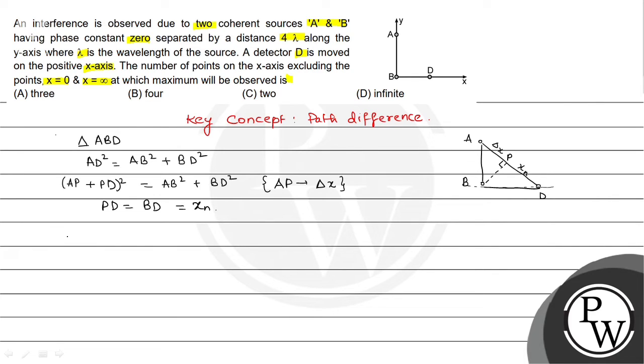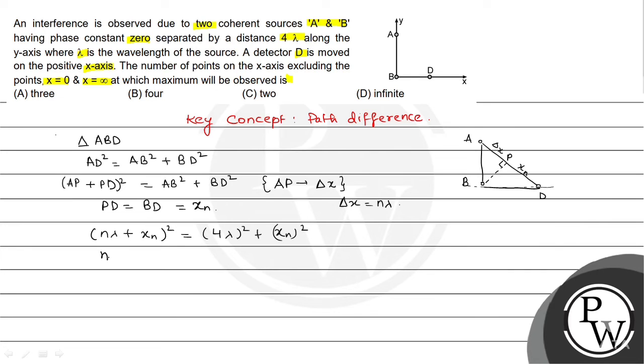Also what will be the value of path difference? Path difference होगा हमारा n lambda, क्योंकि हमें यहाँ पे maximum value find करनी है. So we can say that जो delta x है वो है हमारा n lambda. अब हम ये सारी values put कर देंगे. So हो जाएगी (n lambda plus xn) whole square will be equal to 4 lambda square plus xn square.